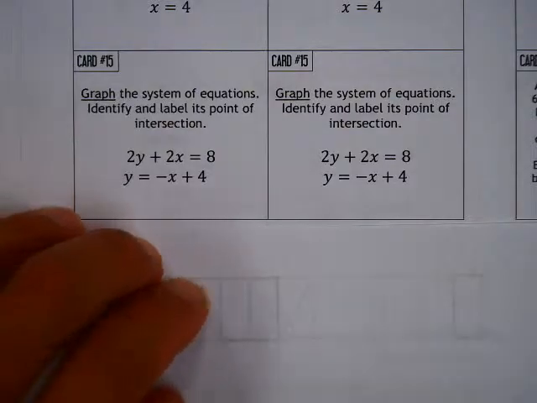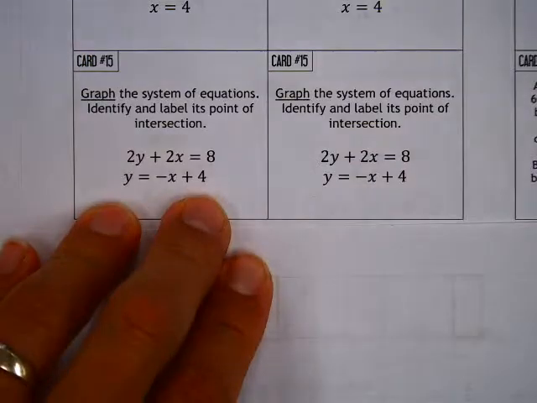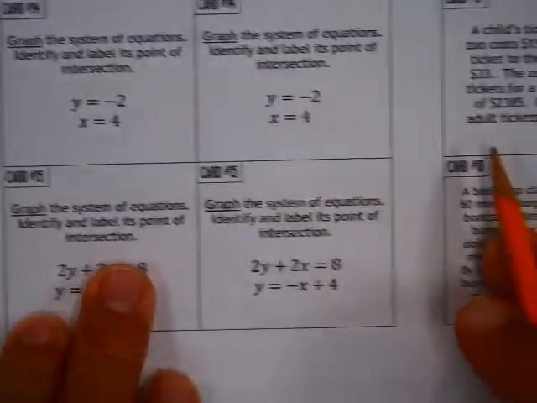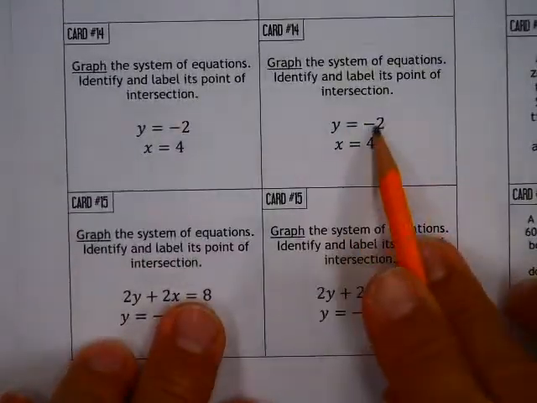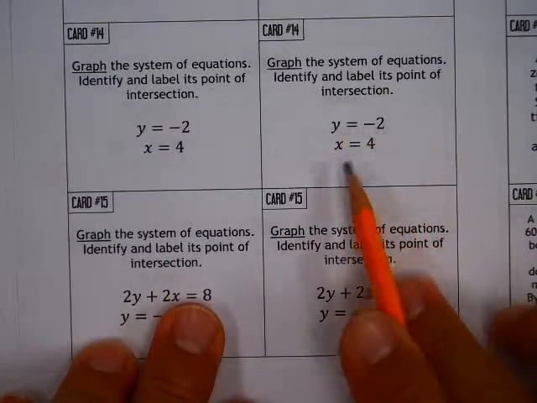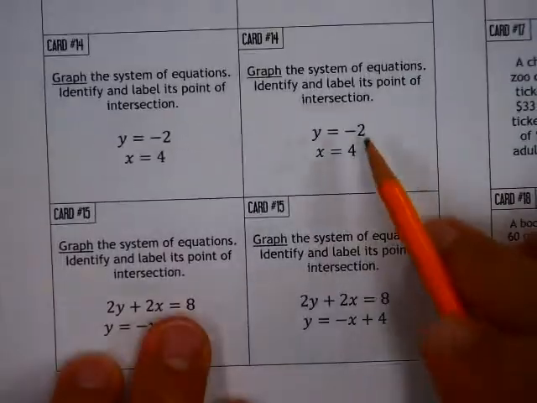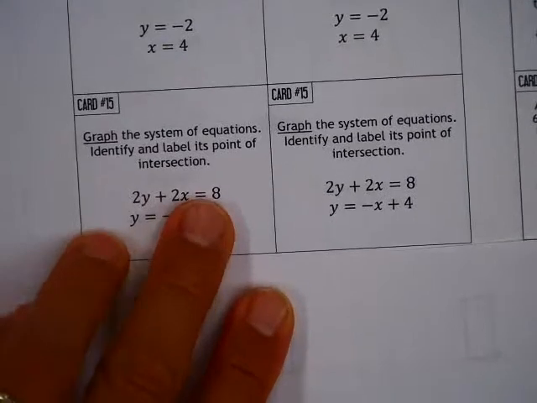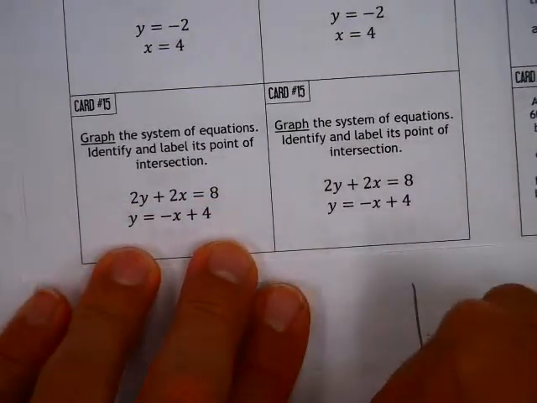Well, the next one here, we want to graph the system of equations and solve it by looking at it graphically. I'll say this: 14 is going to be an easier problem to solve. y = -2 is a horizontal line, and x = 4 is a vertical line. They should cross at a point that includes both of those, and I'll just kind of tip you off to that.